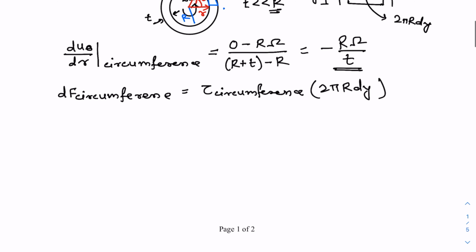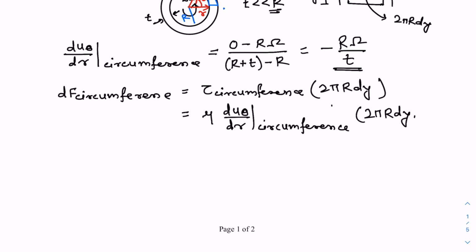So this is basically mu times d u theta by dr at the circumference, multiplied by the same area 2 pi r dy. So substituting this in here, we get dF to be equal to minus mu r omega by t into 2 pi r dy.